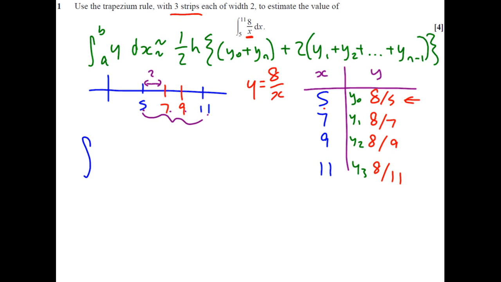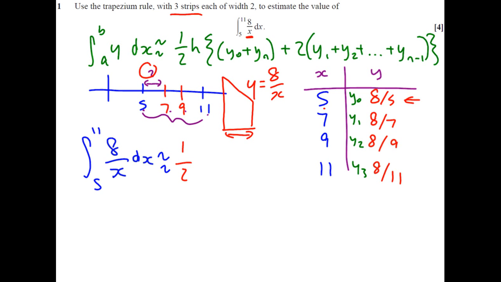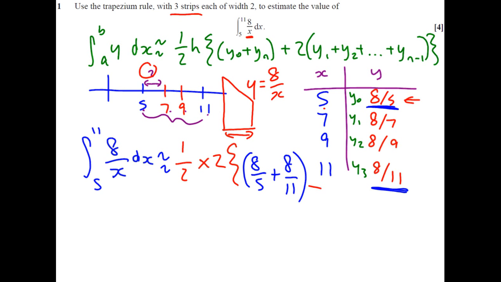And we can approximate between 5 and 11 the integral of this function by doing a half times the height. We've just said that the height is going to be 2, the width of the trapezium, because they're on the side. So times by 2, times by, now we need all our y values. The first ones in the first bracket are 8 over 5 plus 8 over 11. And then you want 2 times, because of this part of the formula, the other y's, so the ones that are left: 8 over 7 plus 8 over 9.